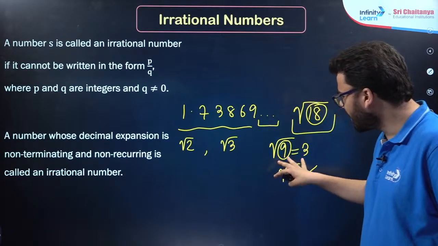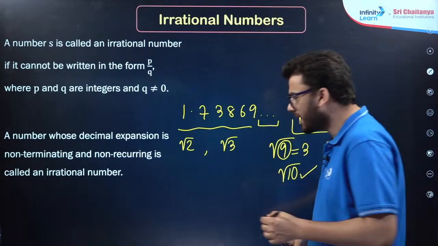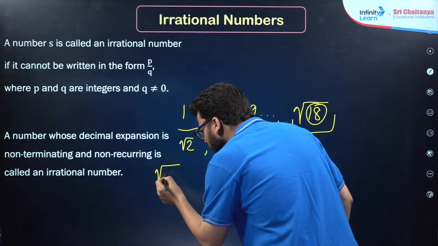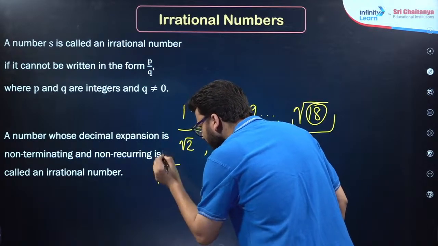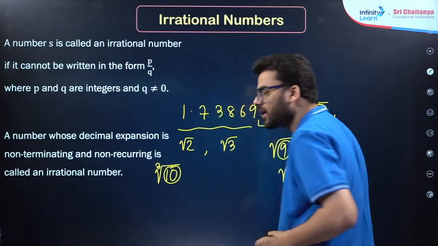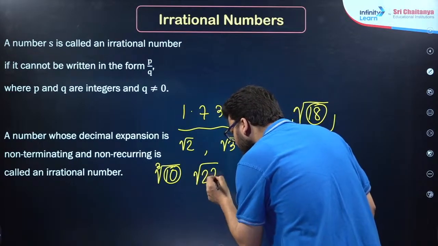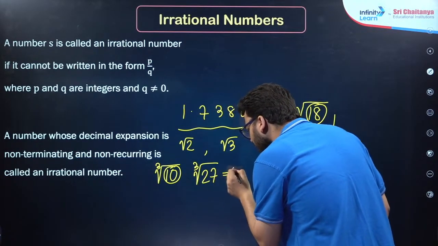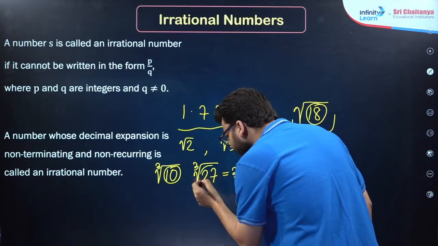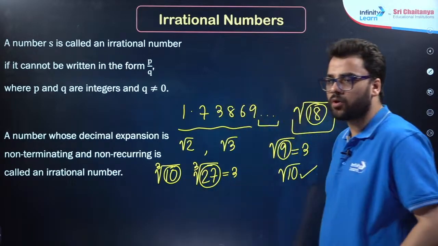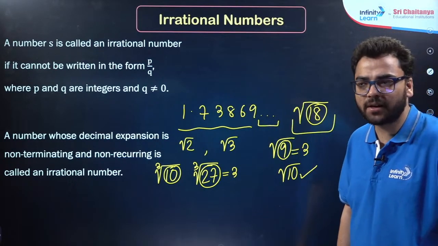Right? In the same manner, you can understand about cube root as well. For example, cube root of 10 is an irrational number. Why? Because 10 is not a perfect cube number. In the same manner, if you take the cube root of 27, this is not an irrational number because 27 is a perfect cube number. You got that?